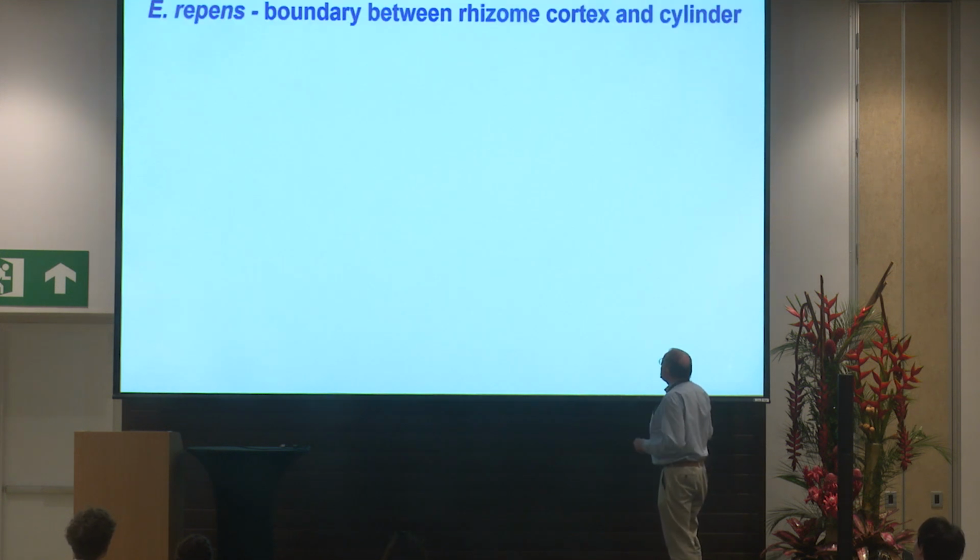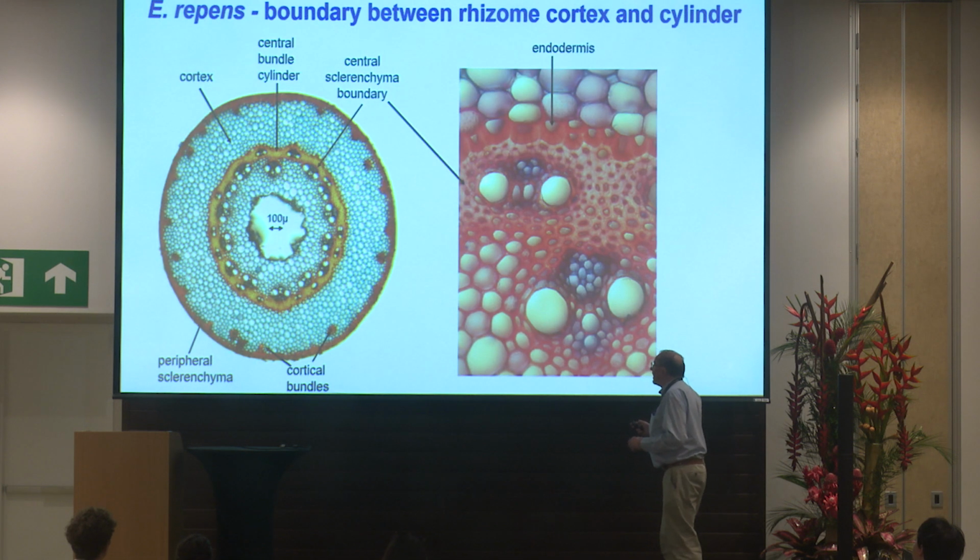And now we come to the rhizome. And this looks quite different. You have a sclerenchyma ring towards the center. You have an endodermis, clearly separating cortex and a vascular bundle cylinder. And you have the vascular bundles distributed almost in a circle.